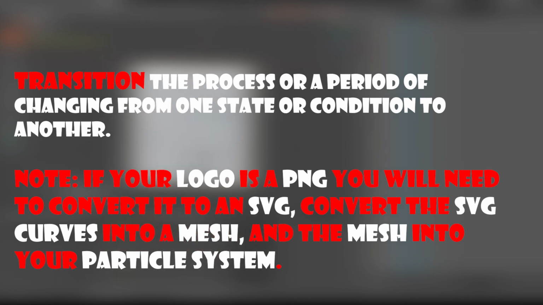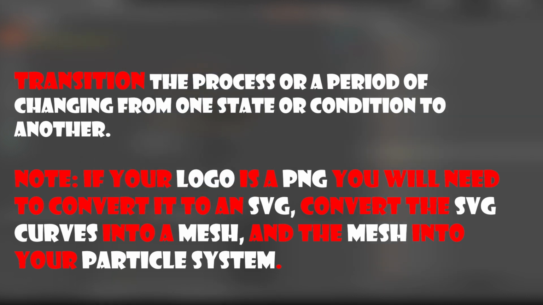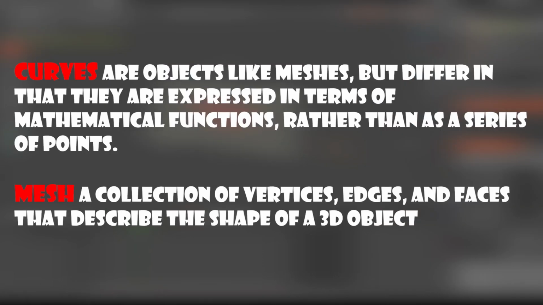Note, if your logo or picture is a PNG, you will need to convert it to an SVG. Convert the SVG curves, as they import as curves, into a mesh, and the mesh into your particle system. Curves are objects like meshes, but differ in that they are expressed in terms of mathematical functions rather than as a series of points. Mesh is a collection of vertices, edges, and faces that describe the shape of a 3D object.